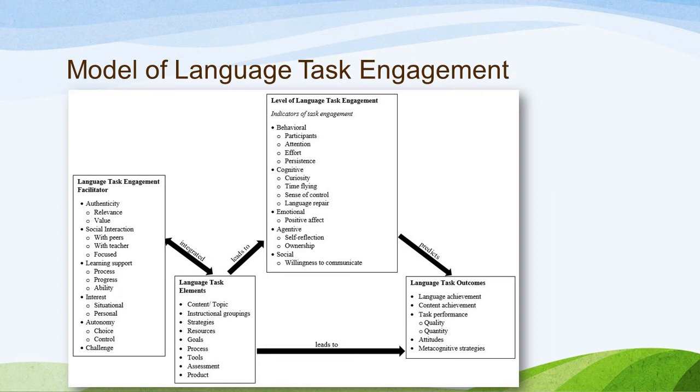According to the model, if language task engagement principles, which include authenticity, social interaction, learning support, interest, autonomy, and challenge, are integrated into language task elements, which include content or topic, instructional groupings, strategies, resources, goals, process, tools, assessment, and product, they can lead to students exhibiting signs or indicators of engagement, which could be behavioral, cognitive, emotional, agentive, and social. Students' engagement could ultimately lead to task outcomes, which could be manifested in learners' language and content achievement, task performance, attitudes, and metacognitive strategies.